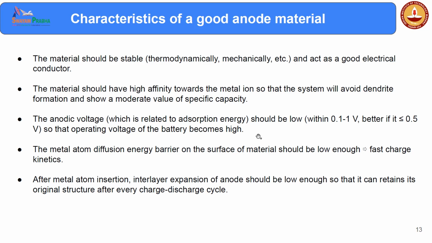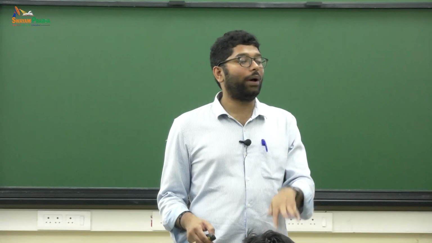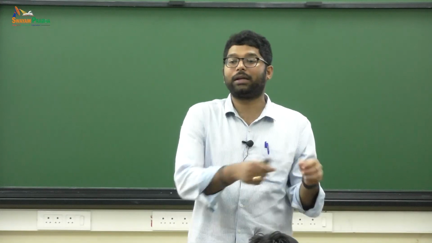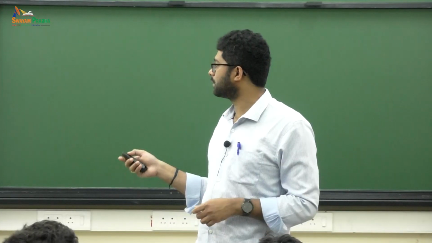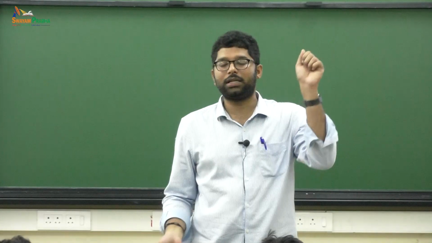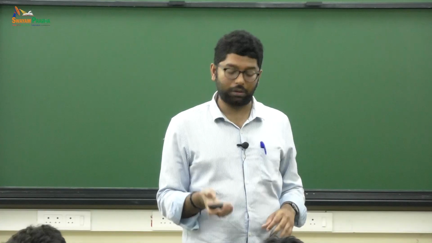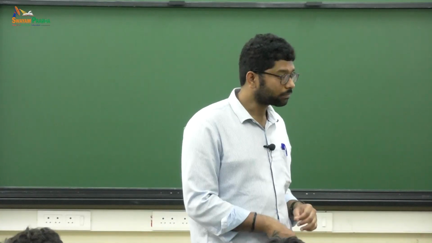Next, once you have the anodic voltage, we will try to see if any material is having a very low voltage, average voltage. And then the metal atom diffusion barrier should be as low as possible. Metal atom diffusion barrier is nothing but how quickly you are removing and how quickly you are able to put on the anode surface. And finally, whether this material is able to bulge or it is stable or not. These are the things that we will be seeing.